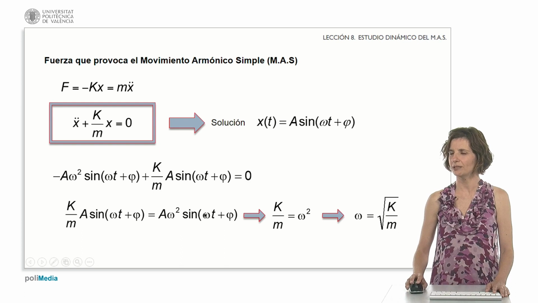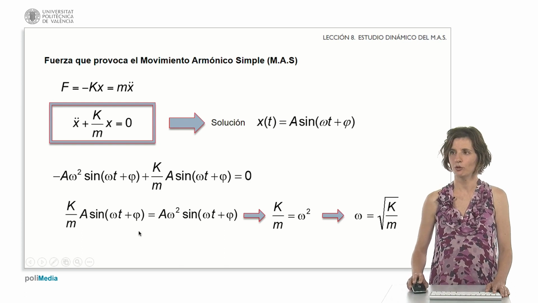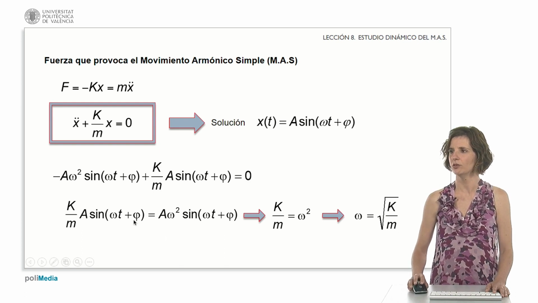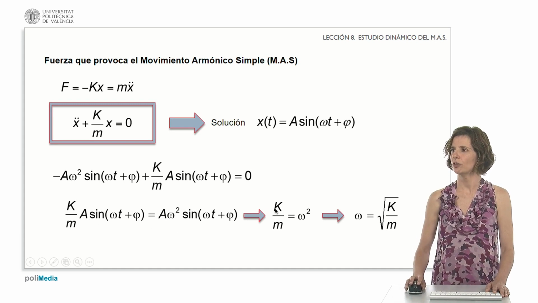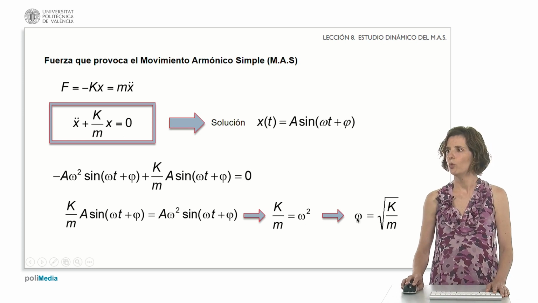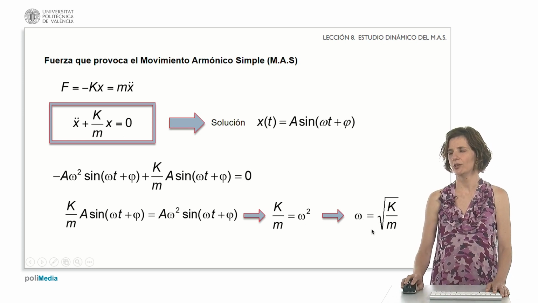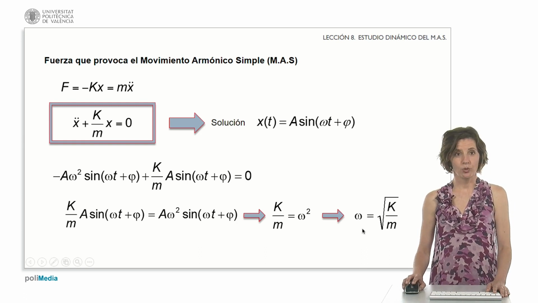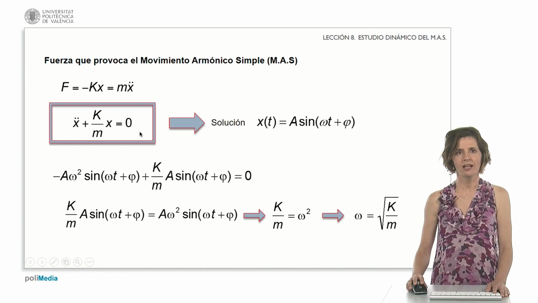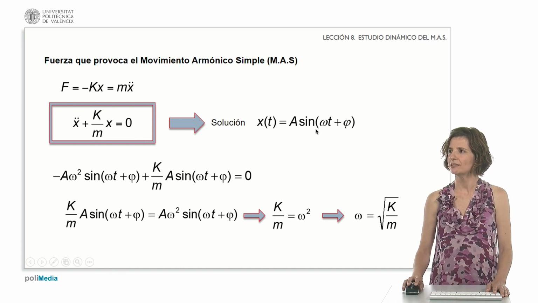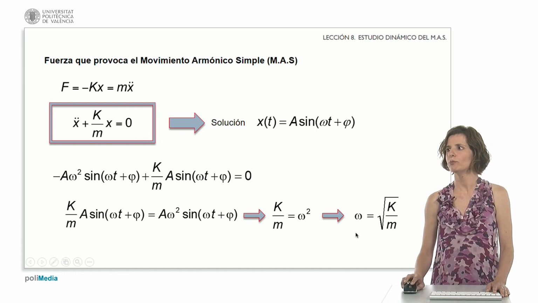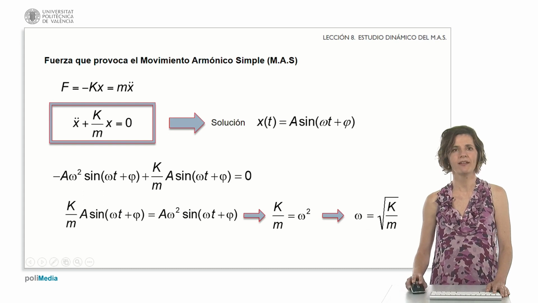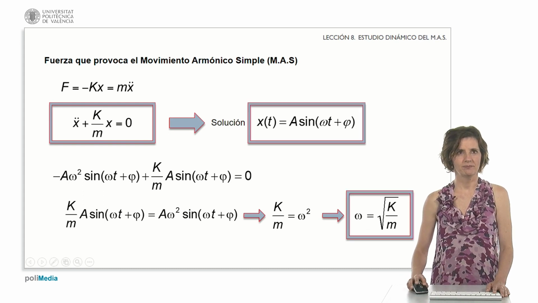Then we observe that in both parts of the equal, I have the sine of omega t plus phi, which I can remove, and an A on each side, which can also be removed, and then we would only have k divided by m has to be equal to omega squared. Then omega has to be equal to the square root of k divided by m. Then the solution to that differential equation is of the type A sine of omega t plus phi with the angular frequency equal to the square root of k divided by m.